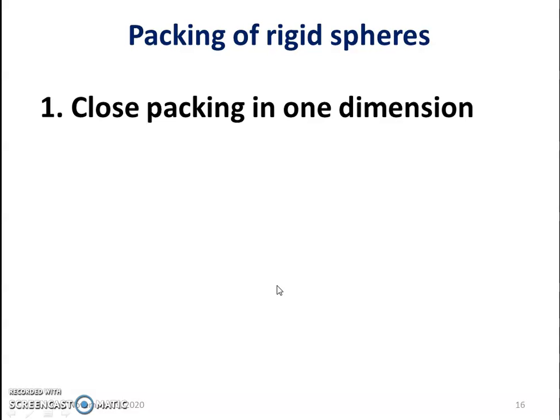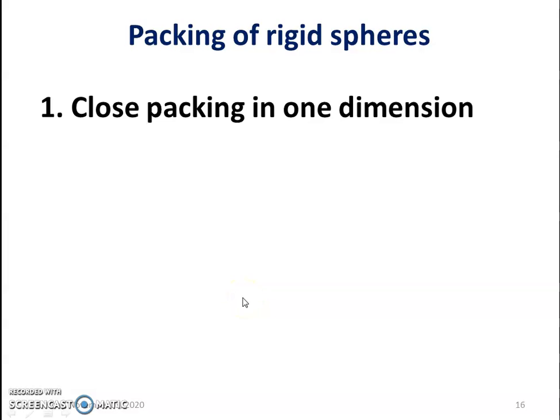Now there are two possible arrangements if spheres are arranged in two dimensions, that is square close packing and hexagonal close packing. Square close packing is A type of packing, and hexagonal close packing is AB type of packing. So before that, just to understand, first of all you consider the close packing in one dimension.